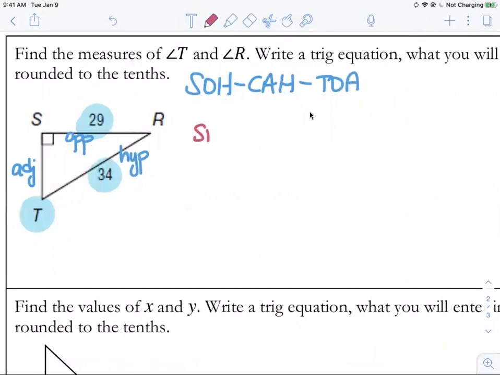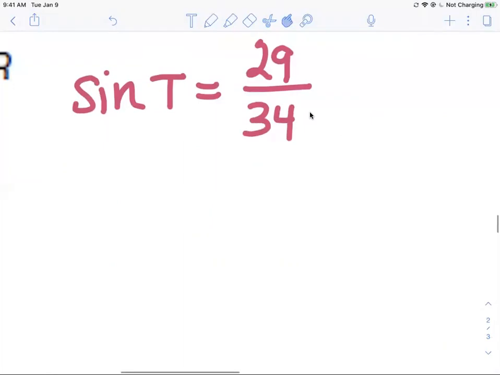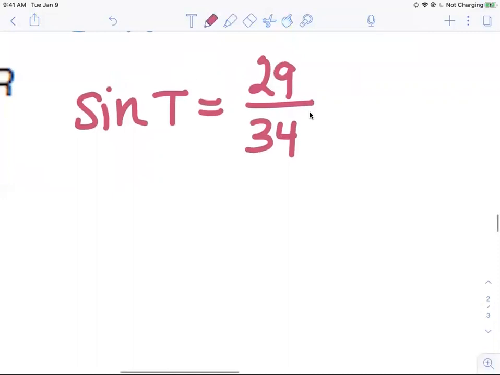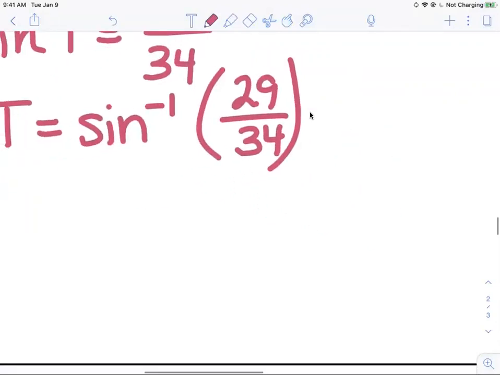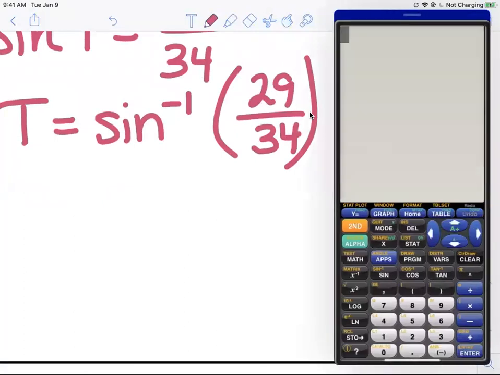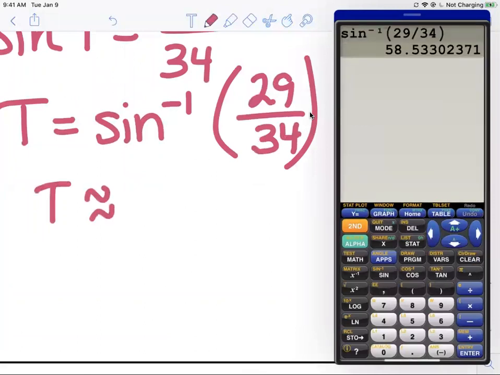Okay, so the sine of angle T is equal to the opposite, 29, over the hypotenuse, which is 34. Now, this is what we were just doing up above, right? If I tell you the sine of an angle is a number, not always in decimals, but it's a number, then we can find T by using the inverse sine. Inverse sine undoes the sine. So the inverse sine of 29 divided by 34. Rounded to the nearest tenth, T is approximately 58.5 degrees.